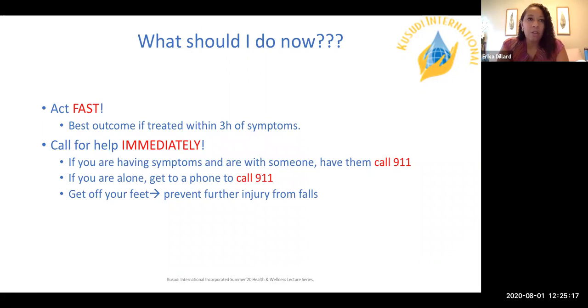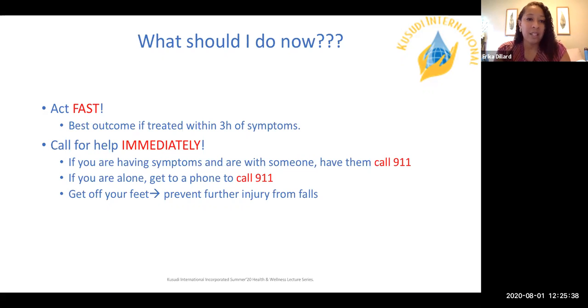So, you know all the information in terms of what to look for, what symptoms are most common, but what do you do after you notice that someone has these symptoms or you yourself have these symptoms? Well, FAST is an acronym to recognize symptoms, but it also is really giving you direction on what you should do. You should act fast.